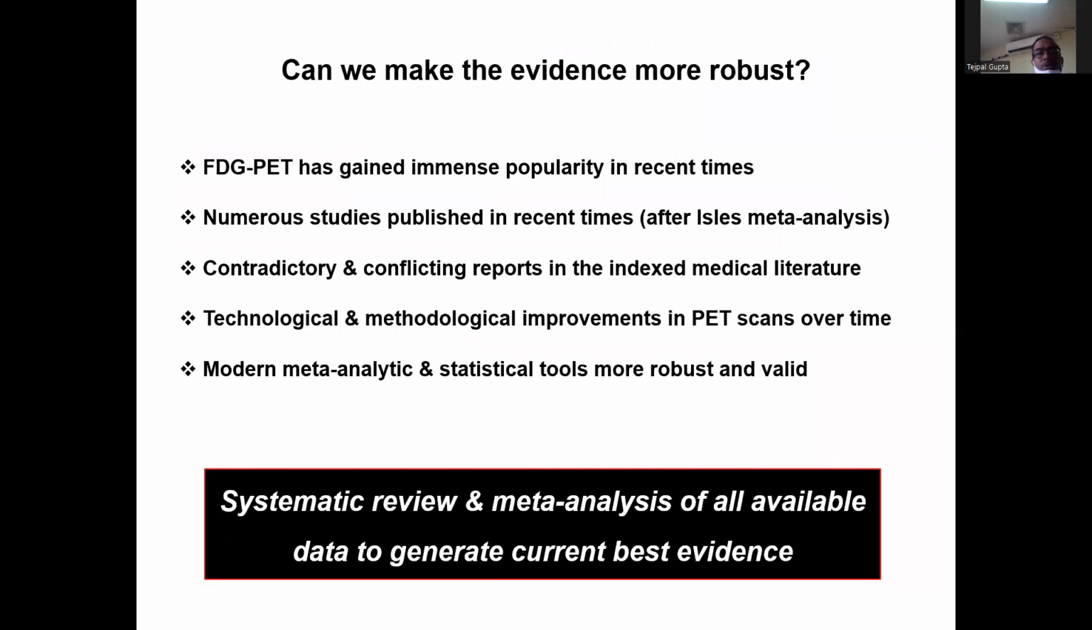Then we went on to think, how can we make this evidence more robust? Because FDG PET had gained quite immense popularity in between 2005 to 2010. Numerous studies had been published after the IELTS meta-analysis. There was conflicting evidence in the index medical literature. PET had also seen tremendous technological and methodological improvements over time. And now we had more modern and robust statistical tools for doing systematic reviews and meta-analysis. So we decided to go ahead with a systematic review and meta-analysis of all the available data till that time to generate the current best evidence.